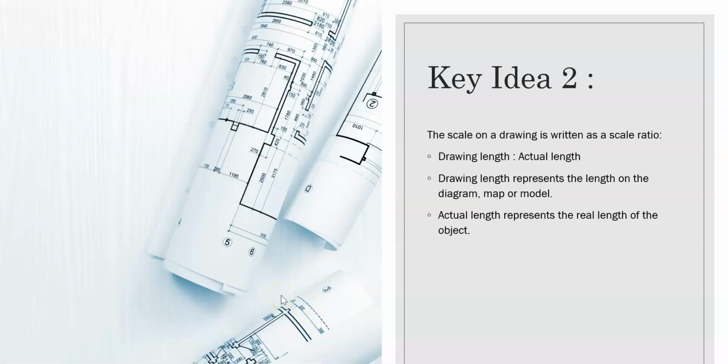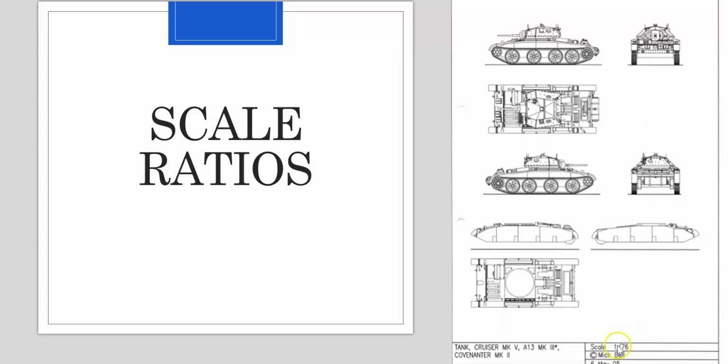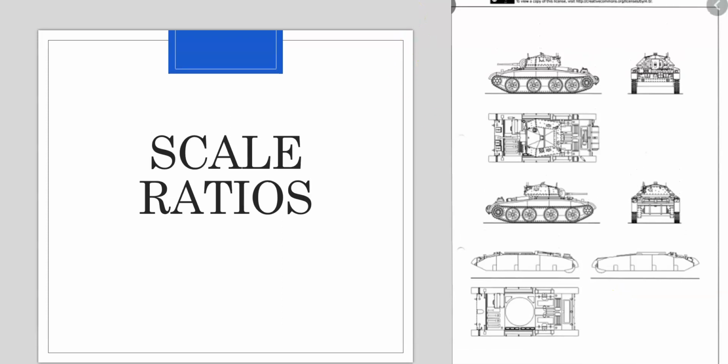Okay, so our key idea 2. The scale on a drawing is written as a scale ratio. In that ratio, the first number is our drawing length, so the measurement on our drawing, and the second number is the actual length in real life, whether that's bigger or smaller than our scale drawing. The first number is always the drawing length, and the second one is the actual length. So when we look at the picture of the tank here, it's got a scale of 1 to 76. What that means is 1 unit on here, 1 centimetre for example, is equal to 76 centimetres in real life. So 1 unit to 76.